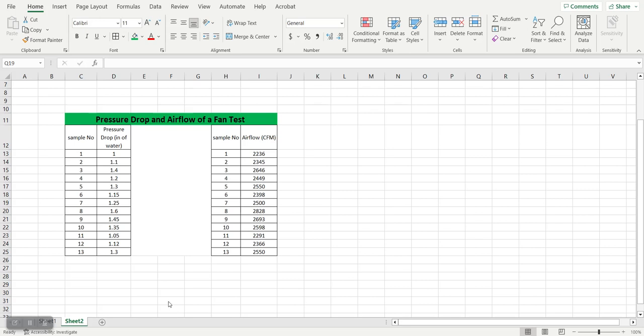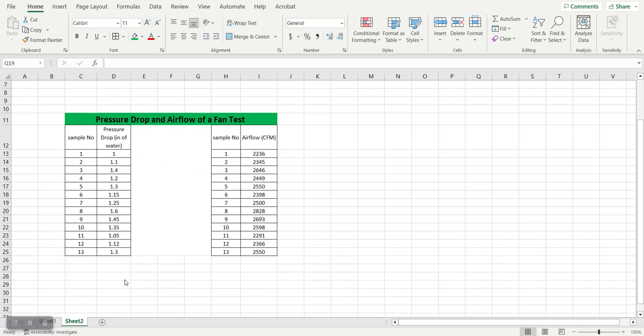Hey everybody, in this session I'm going to show you how to calculate standard deviation in Microsoft Excel. So here you can see I have presented a data set which is showing pressure drop and airflow of a HVAC fan, which is heating, ventilation and air conditioning fan, and I have 13 different samples, and it is showing 13 different pressure drops and 13 different airflow of that specific fan.